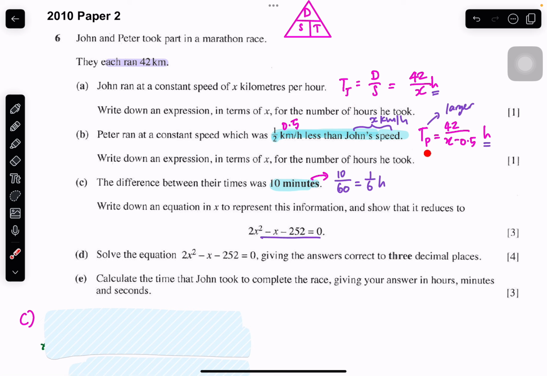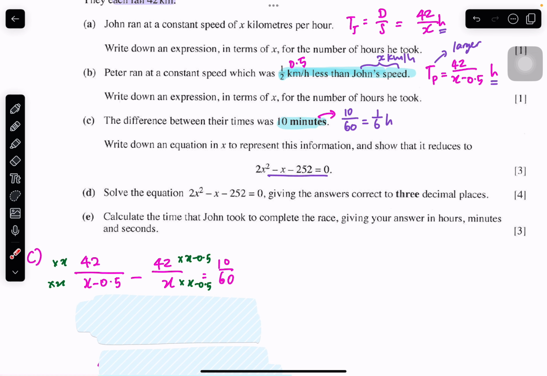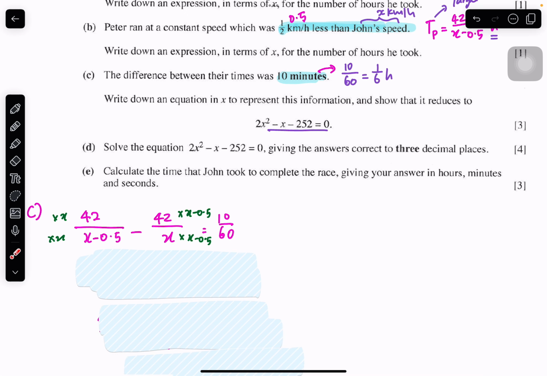Okay, so I'm just going to subtract John's time from Peter's time. Okay, so in this case, you will see that Peter's time subtract John's time will be equals to 10 over 60, which is 1 over 6. Alright, so to simplify this equation, what we need to do is we need to combine the two fractions. But first of all, in order to do that, we must make sure that the denominators are the same.